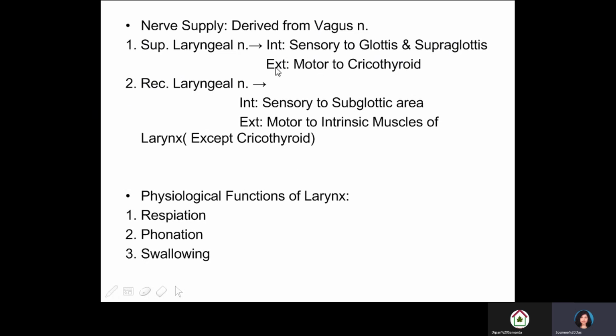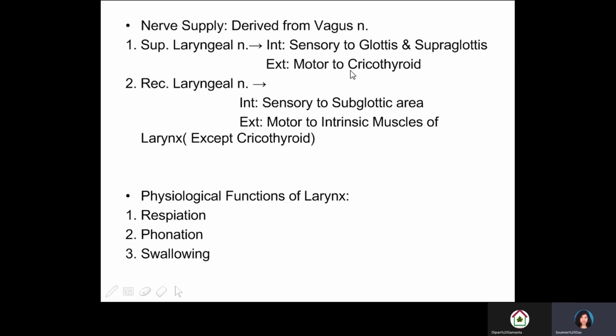Next, the internal branch of the recurrent laryngeal nerve is sensory to the subglottic area, and the external branch is motor to the intrinsic muscles of the larynx except cricothyroid. Here, the glottis and supraglottis areas have already been covered by the superior laryngeal nerve. So what is left is the subglottic or infraglottic area, which is served by the internal branch of the recurrent laryngeal nerve.